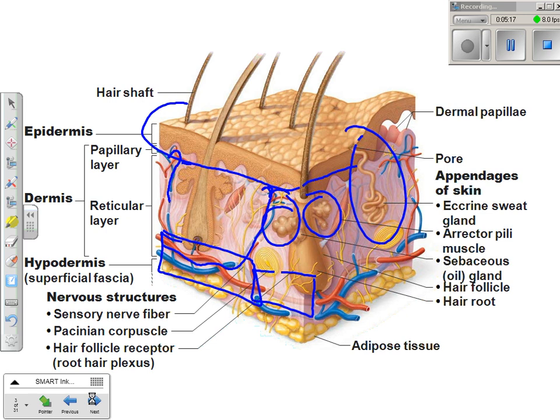Except for these very outer layers, those are dead cells. The actual outer layer of your skin is dead cells, because the further and further they get away from the nutrition, of course, the less that they're able to thrive. Also, we're going to have some special nerve structures that you'll see.